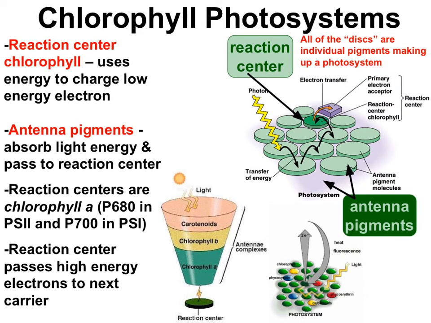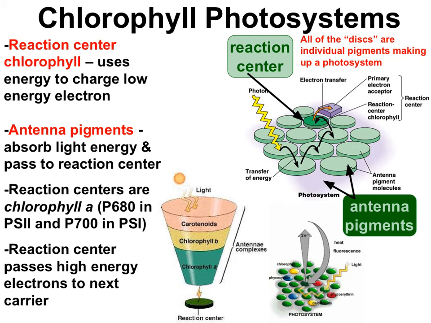Different pigments have different jobs in the photosystem. Most pigments are referred to as antenna pigments and are located kind of around the outside, shown here in this diagram, or here around the periphery in this diagram. The job of antenna pigments is to absorb light energy. Antenna pigments can be chlorophyll or carotenoids.